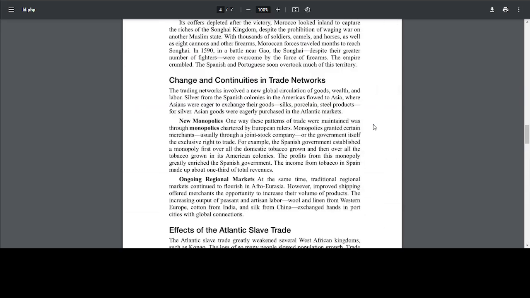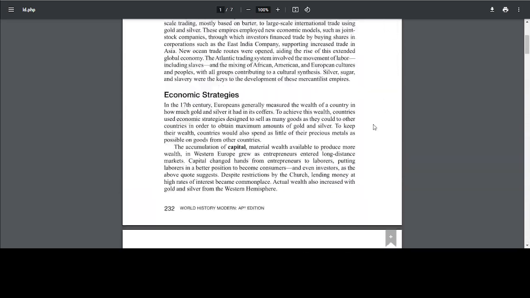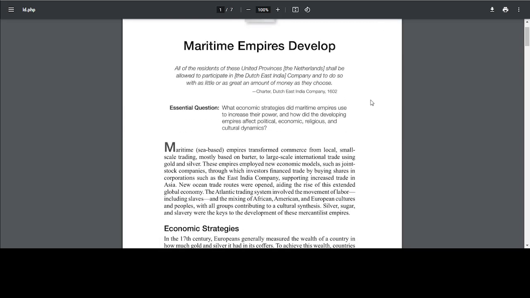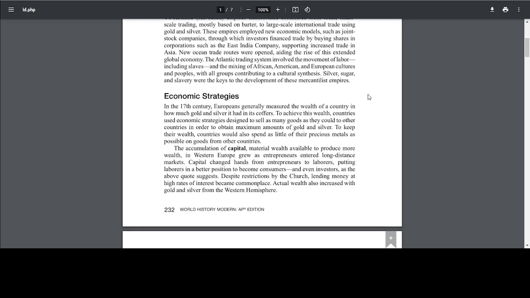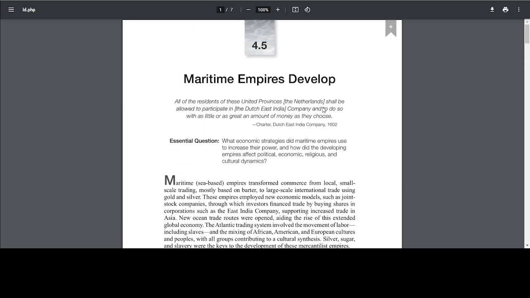And ladies and gentlemen, that concludes today's reading, and now to begin with a quick summary of some things that I think may be important, or at least some things that you should keep in mind if you want to try remembering some of the things we talked about in today's reading. So, first off, looking at the quote: all the residents of these United Provinces shall be allowed to participate in the company, to do so with as little or as great an amount of money as they choose.